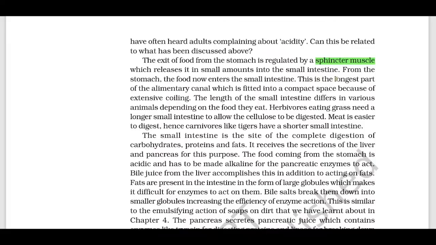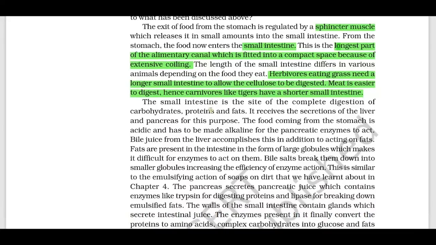the longest part of the alimentary canal is what? Small intestine. The longest part of the alimentary canal is the small intestine. The length of the small intestine differs in various animals depending on the food they eat. Herbivores eating grass need a longer small intestine to digest the cellulose, whereas meat is easier to digest. Hence, carnivores like tigers have a shorter small intestine.